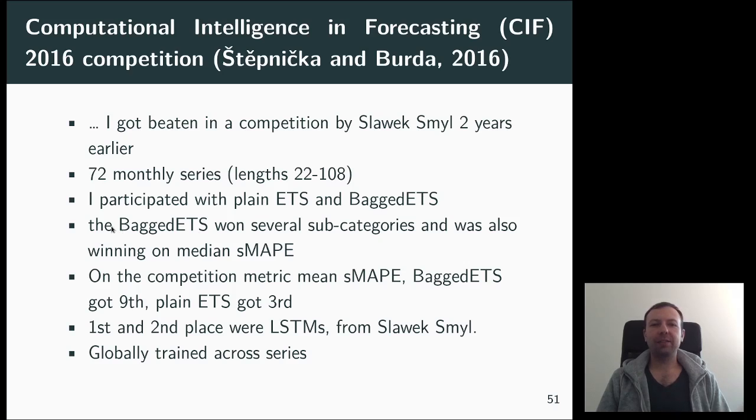So I was quite surprised that bagged ETS didn't do bad, but it won several subcategories, and it was also winning on the median sMAPE. However, on the competition metric, the mean sMAPE, bagged ETS actually got 9th place, but plain ETS got 3rd, which is quite a remarkable place. However, 1st and 2nd place were LSTMs submitted by Slawek Smyl. And what he did was he had globally trained them across series.